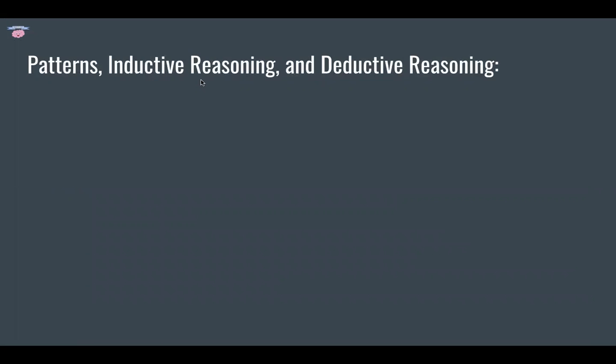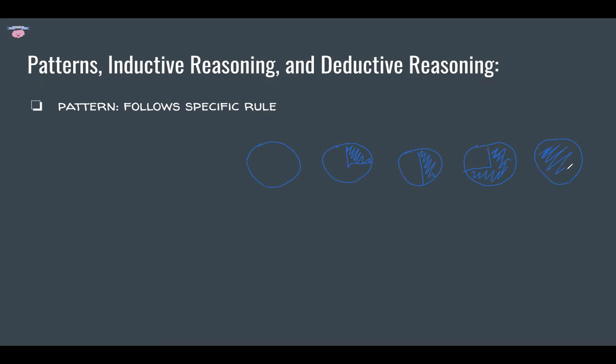Moving on, we're going to talk about reasoning and how it's important to geometry. Reasoning and proof will be our main topics for this lesson. But first, we define a pattern. It's something that follows a specific rule. It can be objects like this. As you can see, it increases by 1/4 each time. This is a pattern because it follows the rule.